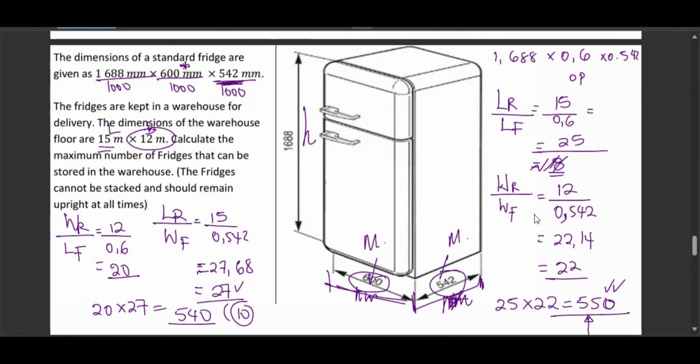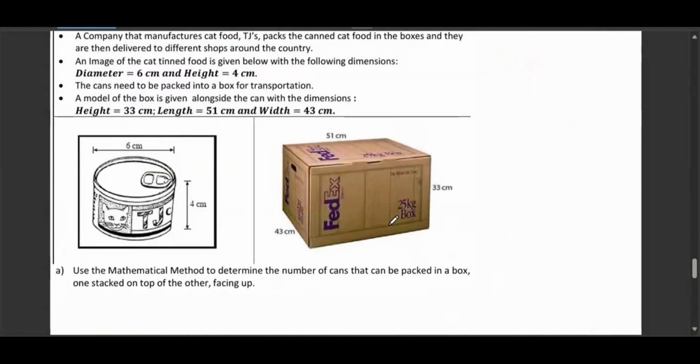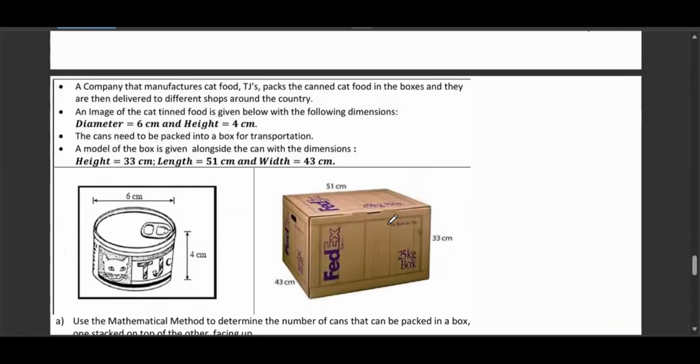But in actual sense, it could be 520 or 525, because there's some space people will have to move in the trolley to pick up the load. Anyway, we look at another example or another activity. It talks of a company. This company manufactures cat food, packs the canned cat food in boxes, and they are delivered to different shops around the country. An image of the tinned food.